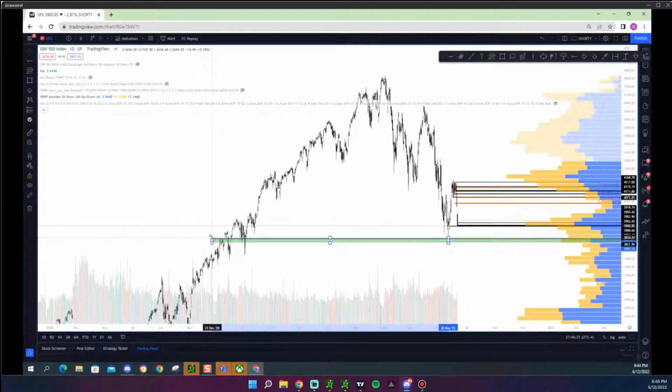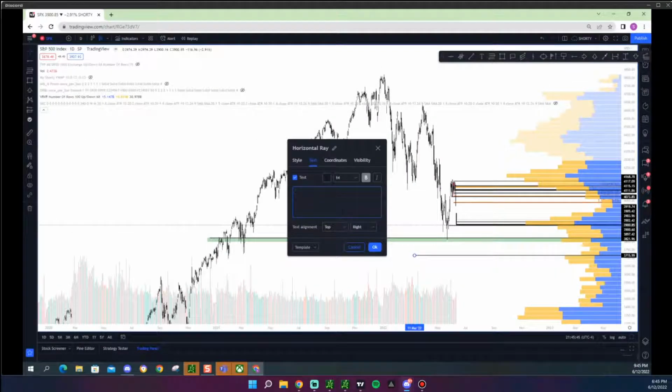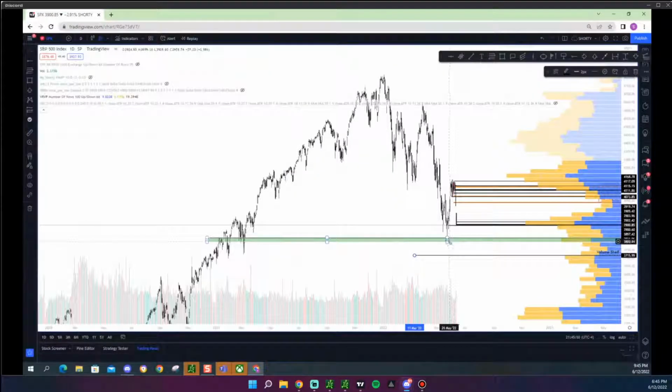Figure out how to make this. Yeah, so this would be the area that we're going to watch for a bounce. And if this breaks, then we've got a dump all the way to 3717. So we'll just mark that, William shelf. And this would be your skinny belly here.